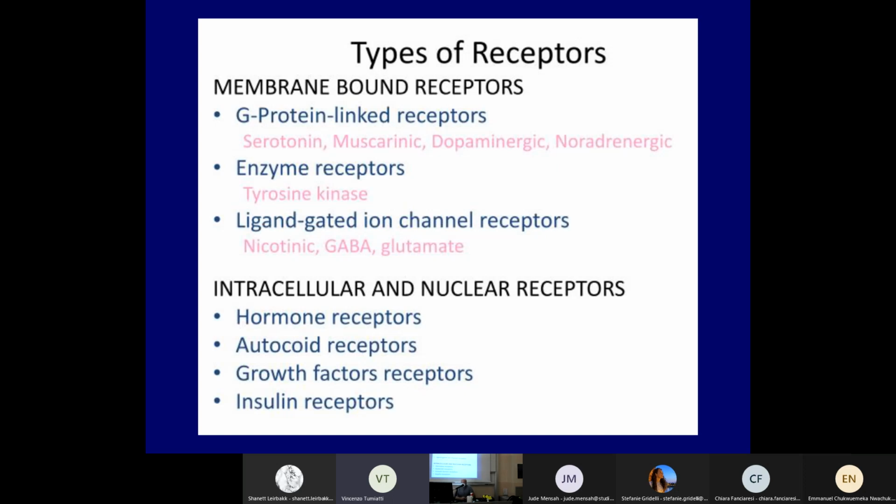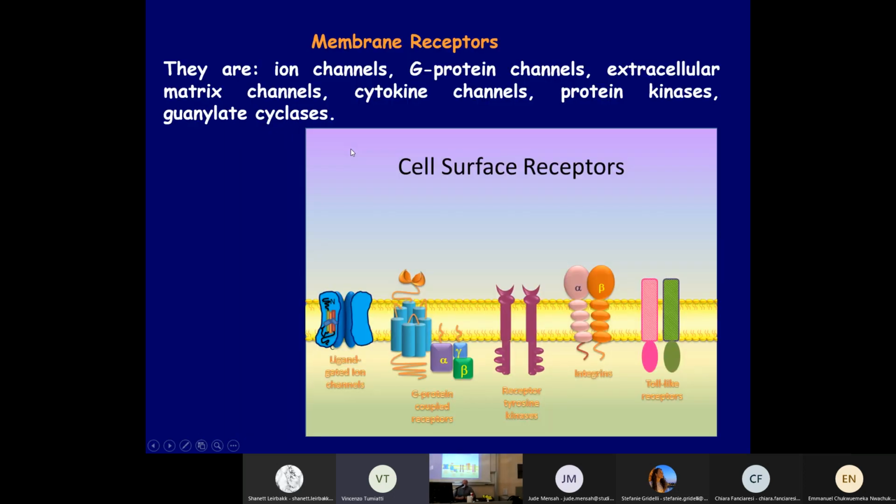During our course, we don't meet this type of receptors. You will find some agonists of this type of receptors in medicinal chemistry too, hormones and so on. Membrane receptors: ligand-gated ion channels, G protein coupled receptors, tyrosine kinases, integrins, and so on.